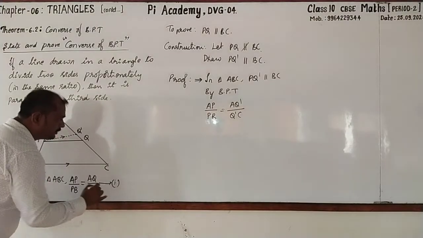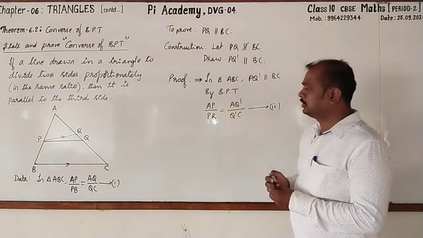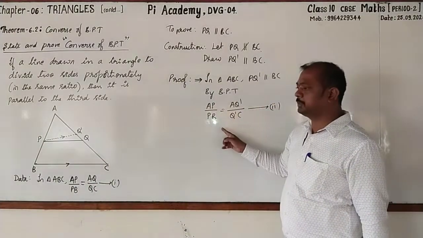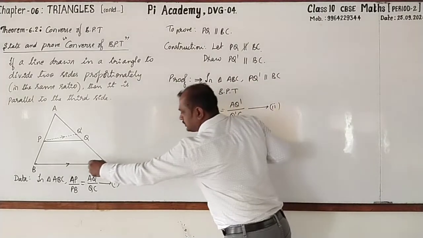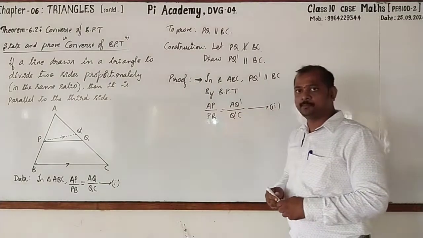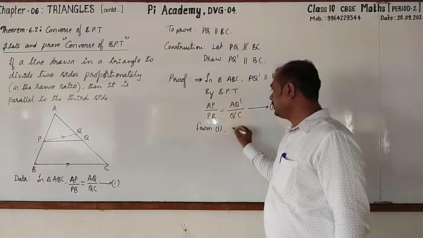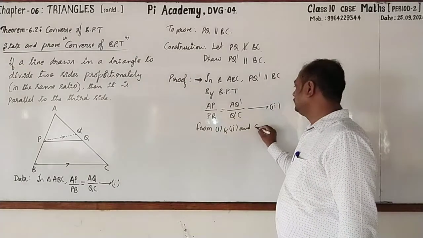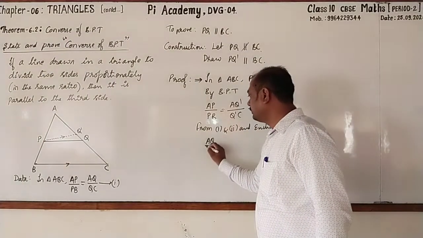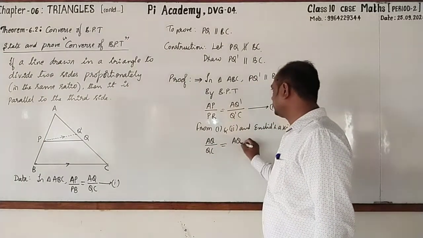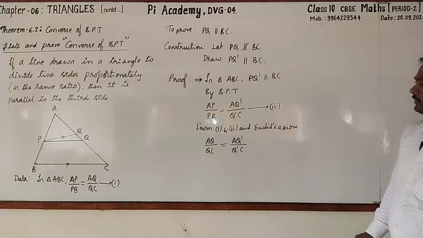Now you may call this statement 1 and this one statement 2. Compare 1 and 2. In the LHS, AP by PB here, and here also AP by PB, but the RHS parts are different. So these are two things equal to the same thing, and they are equal to one another according to Euclid's axiom. So from statement 1, statement 2 and Euclid's axiom, we write AQ by QC is equal to AQ dash by Q dash C. Followed? Copy this.